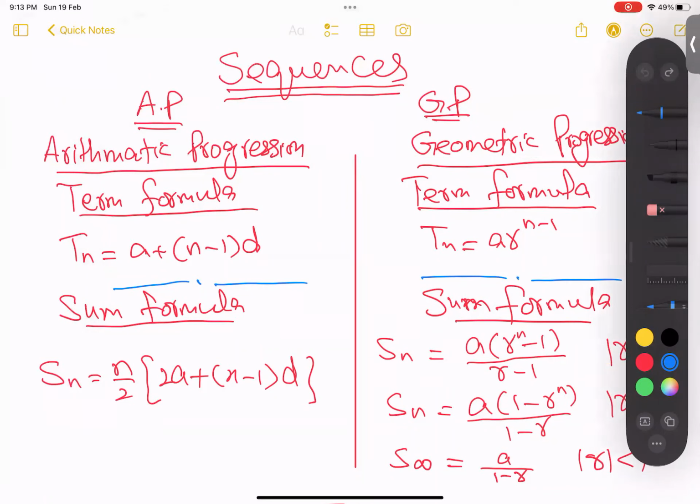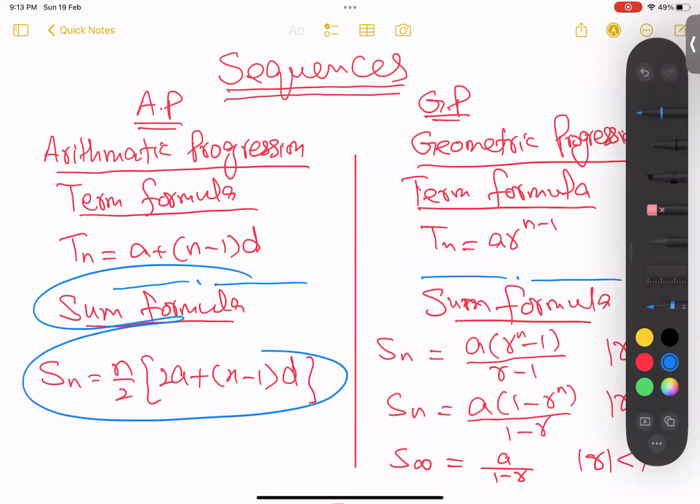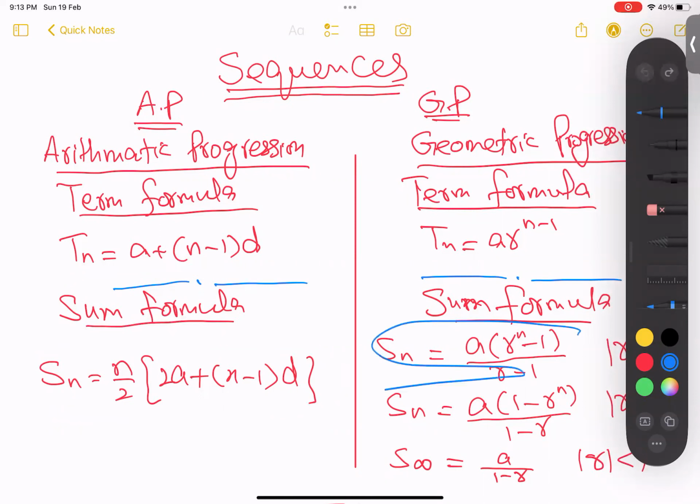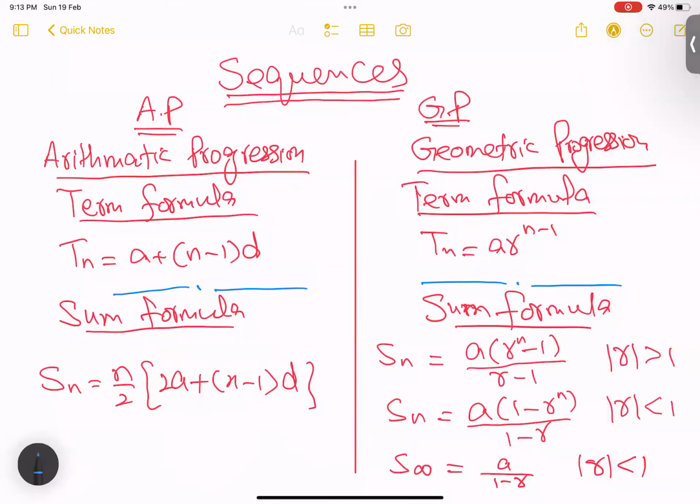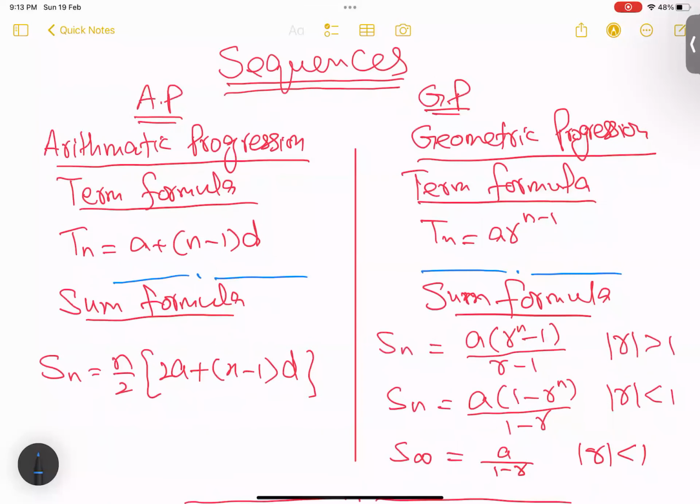In AP, we have a term formula. The term formula is here, and the GP term formula is here, and the AP sum formula is here. In GP, three sum formulas are here. So it means the whole chapter, the formulas you can see on the screen. After this, no further formula is required. So these 1, 2, 3, 4, 5, 6, total 6 formulas are required in the whole chapter of sequence. So let's start. But first of all, I will introduce what is arithmetic progression.